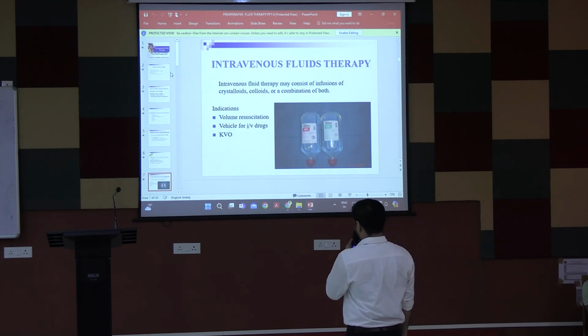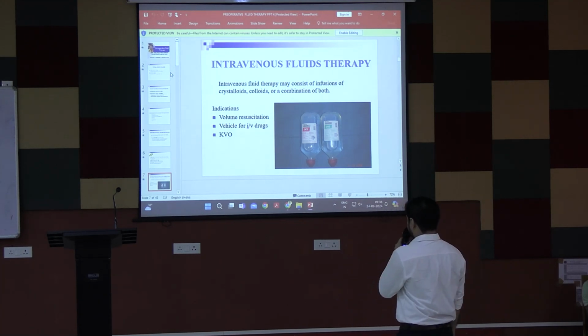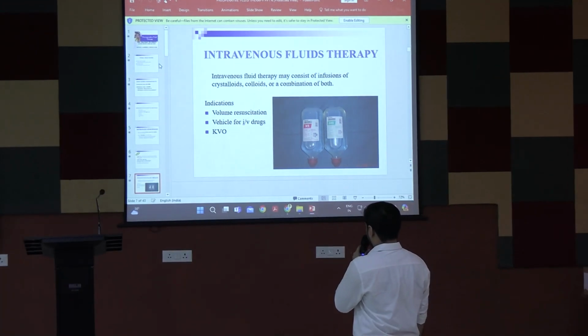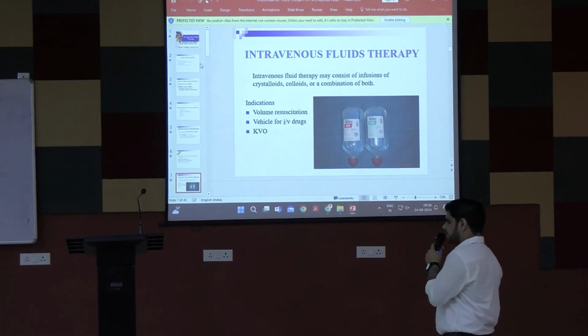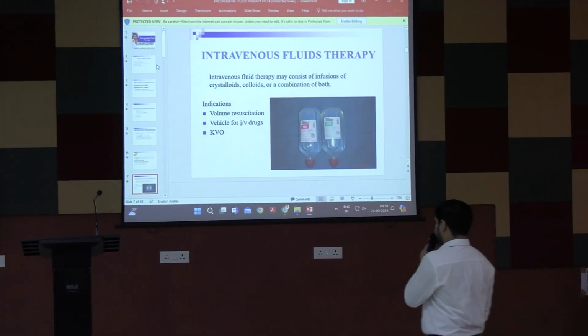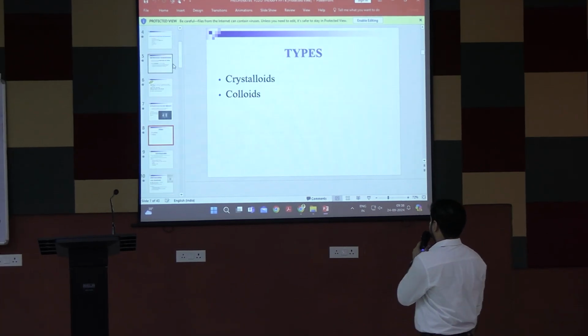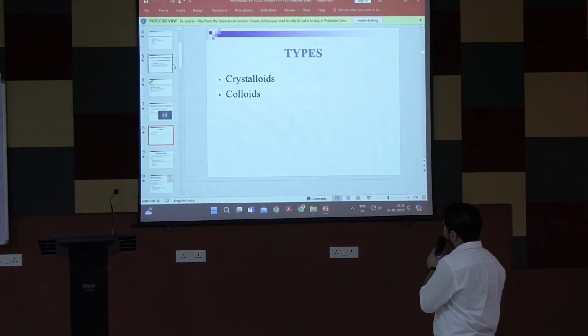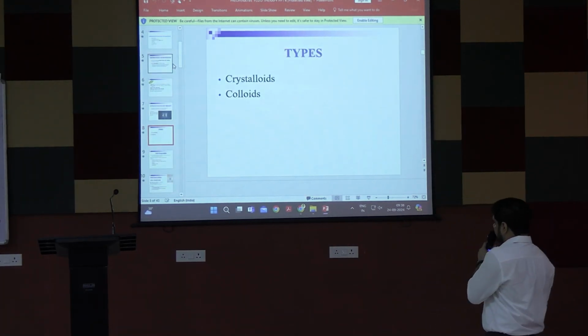Intravenous fluid therapy may consist of infusion of crystalloids, colloids, or a combination of both. Indication: volume resuscitation, vehicles for IV drugs. Types: crystalloid and colloid.